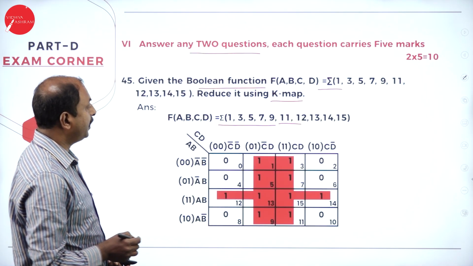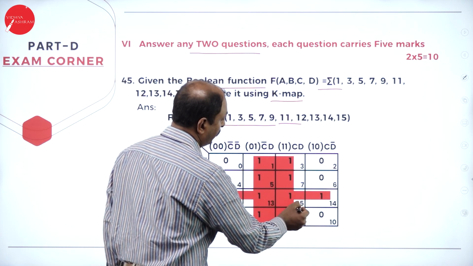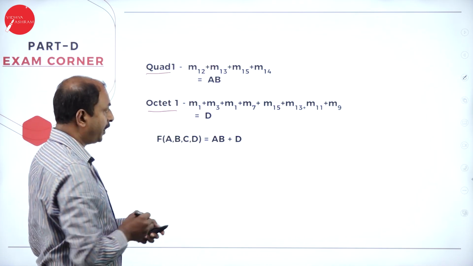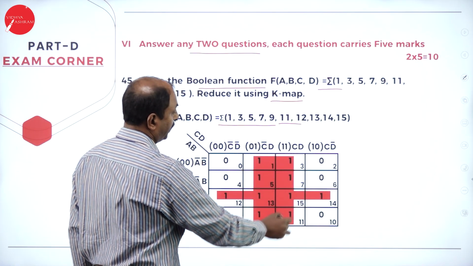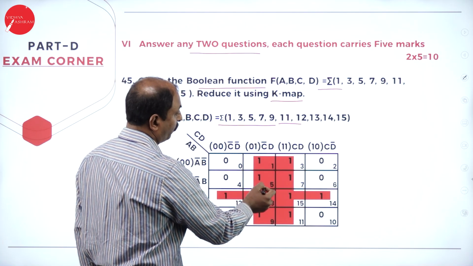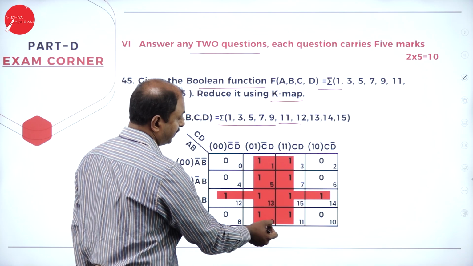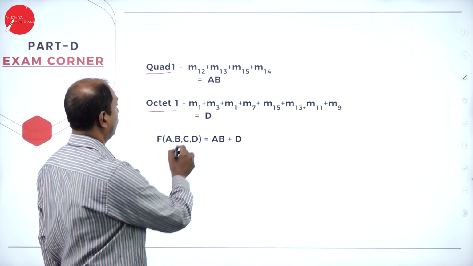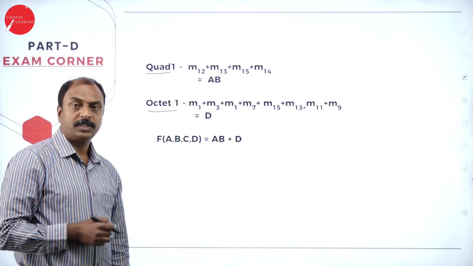In quad 1, these are all the minterm expressions: M12, M13, M15 and M14. In octet 1, we have to write all minterm expressions: M1, M3, M5, M7 plus M13, M15 plus M9 and M11. These are the minterm value expressions. Now we have to simplify this. So you know how to simplify this.